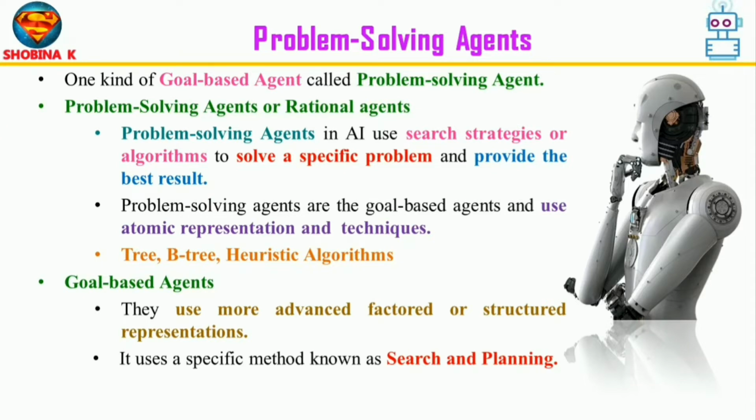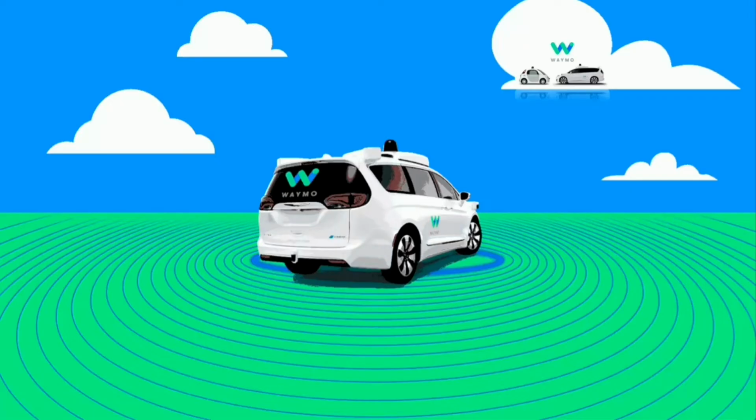The goal-based agents that use more advanced factored or structured representation are usually called planning agents. The goal-based agent is capable of thinking beyond the present moment to decide the best action to take in order to achieve its goal. It uses a specific method known as search and planning, meaning that it targets the goal ahead and finds the right action in order to reach it. Google's Waymo driverless cars are a good example of goal-based agents, as they are programmed with an end destination or goal in mind. The car will then think and make the right decisions in order to deliver the passenger where they are intended to go.